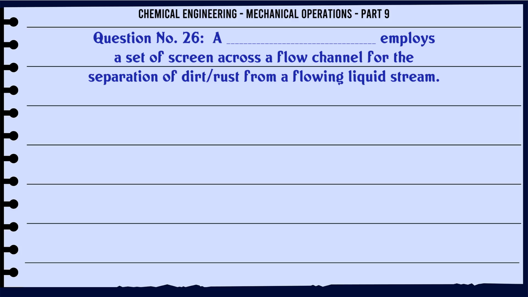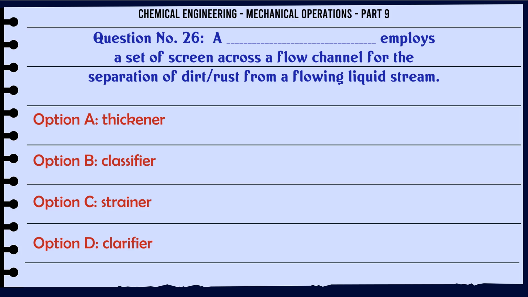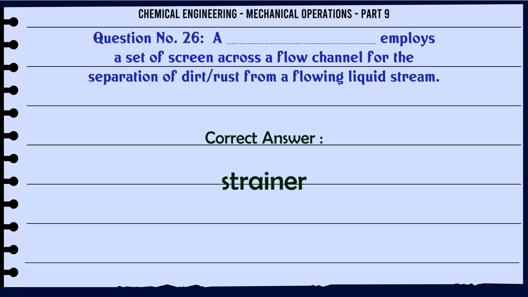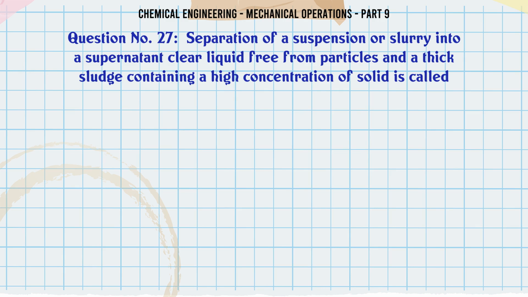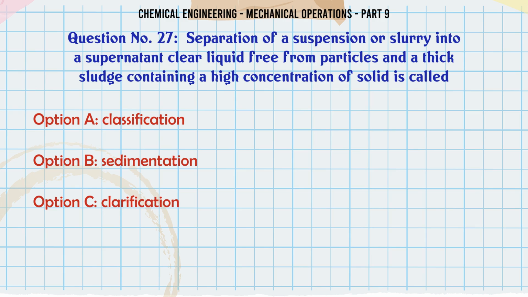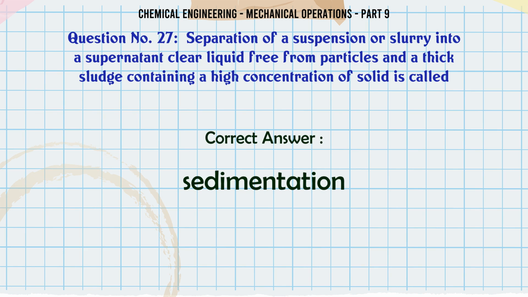A ___ employs a set of screens across a flow channel for the separation of dirt, rust from a flowing liquid stream. A. Thickener. B. Classifier. C. Strainer. D. Clarifier. The correct answer is strainer. Separation of a suspension or slurry into a supernatant clear liquid free from particles and a thick sludge containing a high concentration of solid is called A. Classification. B. Sedimentation. C. Clarification. D. Decantation. The correct answer is sedimentation.